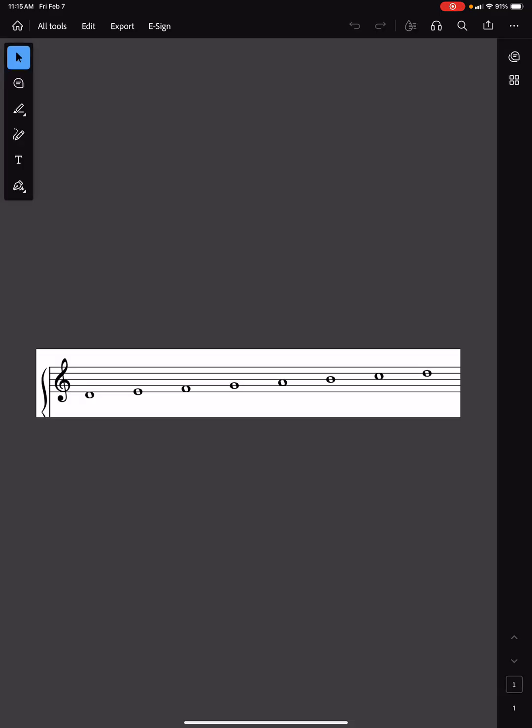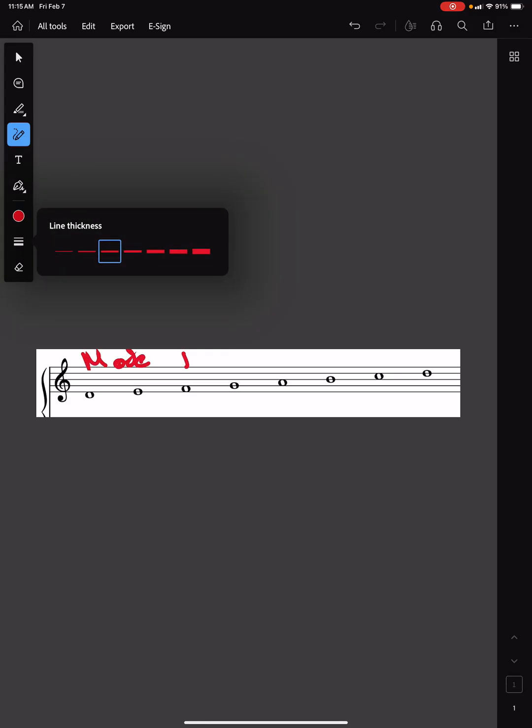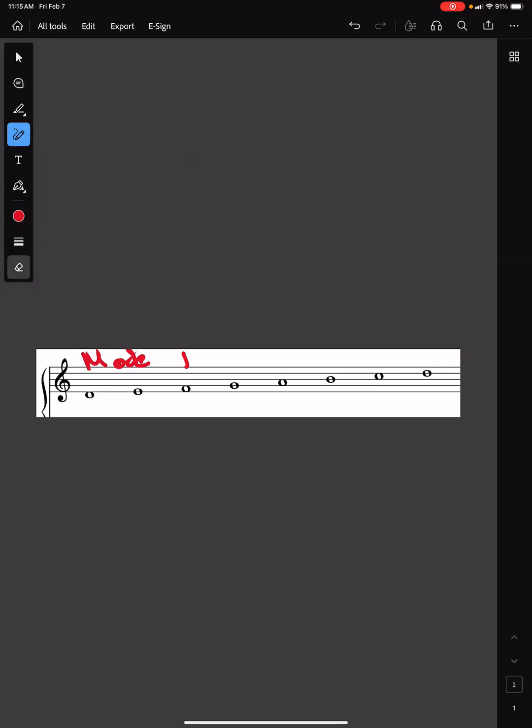This is mode 1. With this, come on, Apple Pencil. Work. Apologies, everybody. Oh, there we go. That's our final. Here's our reciting tone. Here's the original pentachord. And here's the tetrachord they added on top to complete it.